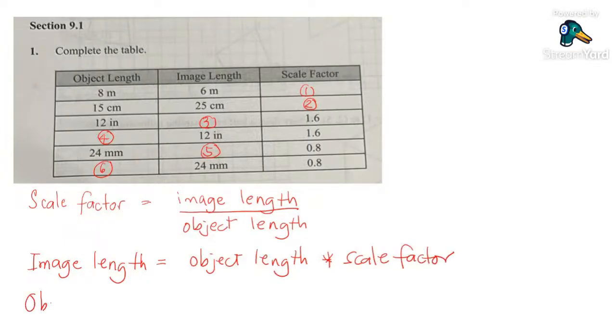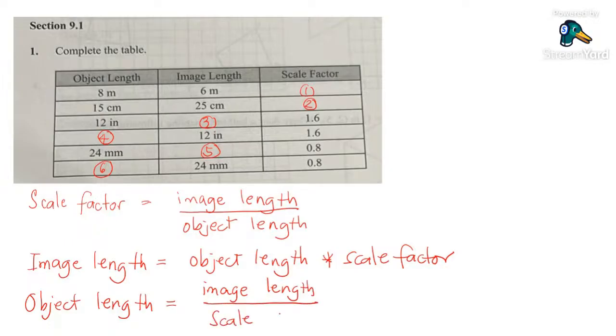Now, if you're interested to get the object length, this is using algebra, right? We're interested to know the object length, so we just switch places: image length over scale factor. Okay, so let's try to work out the unknowns for 1 to 6 in this table. Let's complete the table. So these will be the workings.